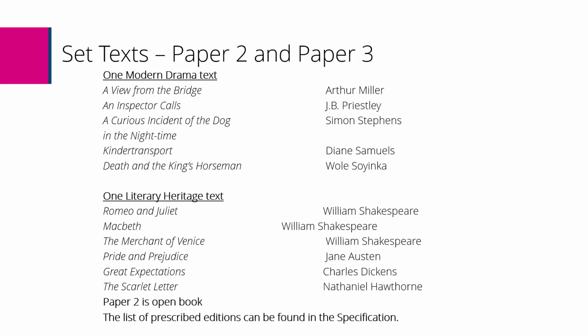So I'm just going to pause for a moment. I can see there might be 1 or 2 problems with the link there. So while we're sorting out the resources, would you mind just typing into the chat box which of the texts you're choosing for modern drama and which one for literary heritage? And I'm just going to mute for a moment.